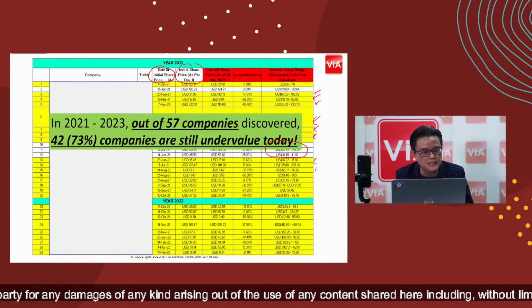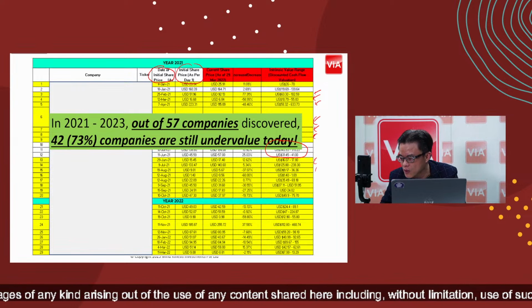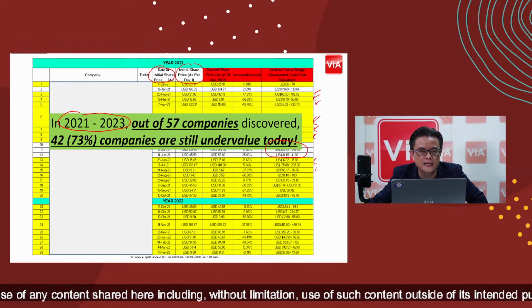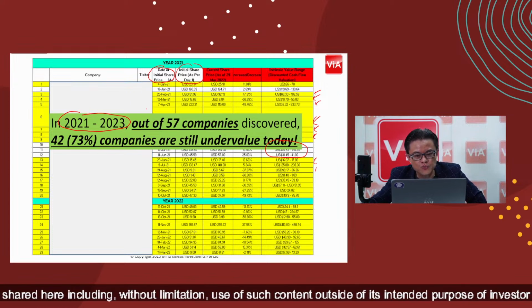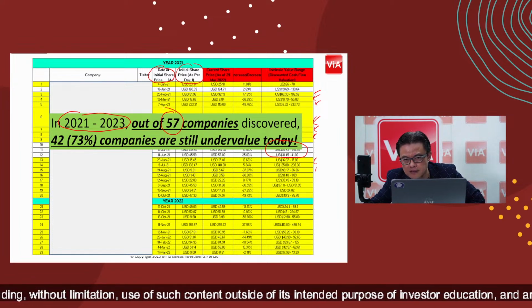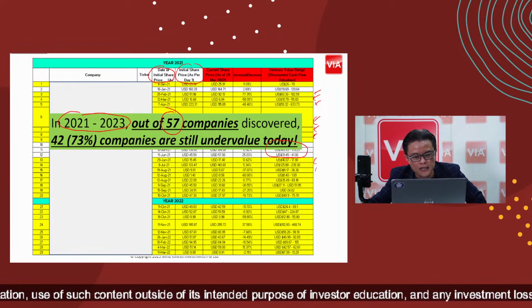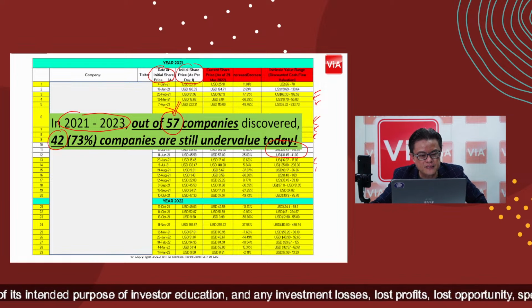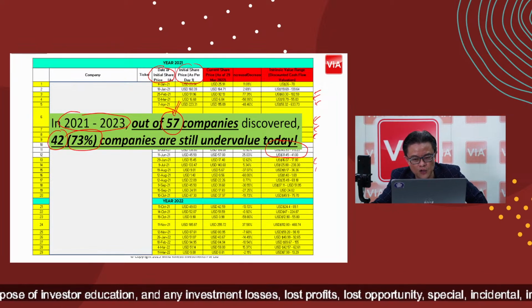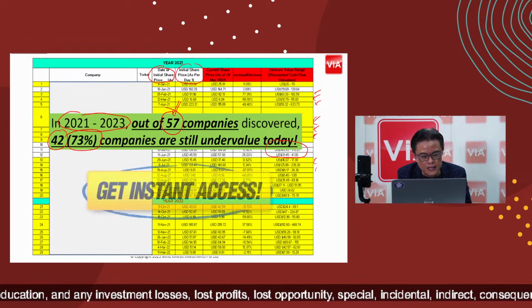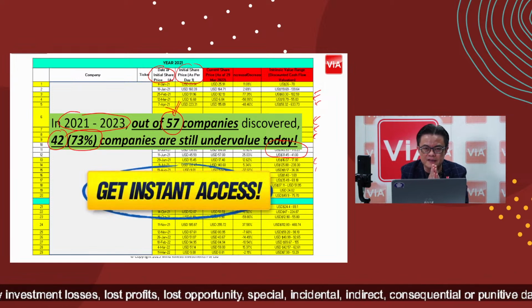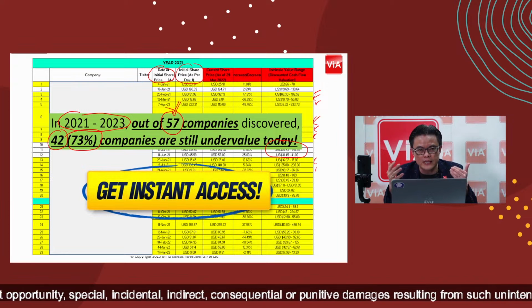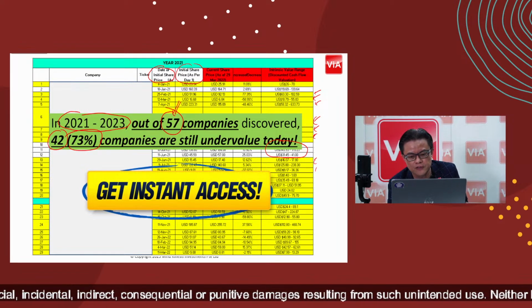Take note, it doesn't happen with a click. It took us about two years plus to comb the entire universe, and eventually we found these 57 companies, which ChatGPT cannot do. Out of these 57 companies, as of this afternoon, 42 companies are still undervalued, 73%, because it's the bear market. And the best part is you can have instant access to our combined intelligence tonight. You don't have to wait for ChatGPT to mature in the next 10 years.